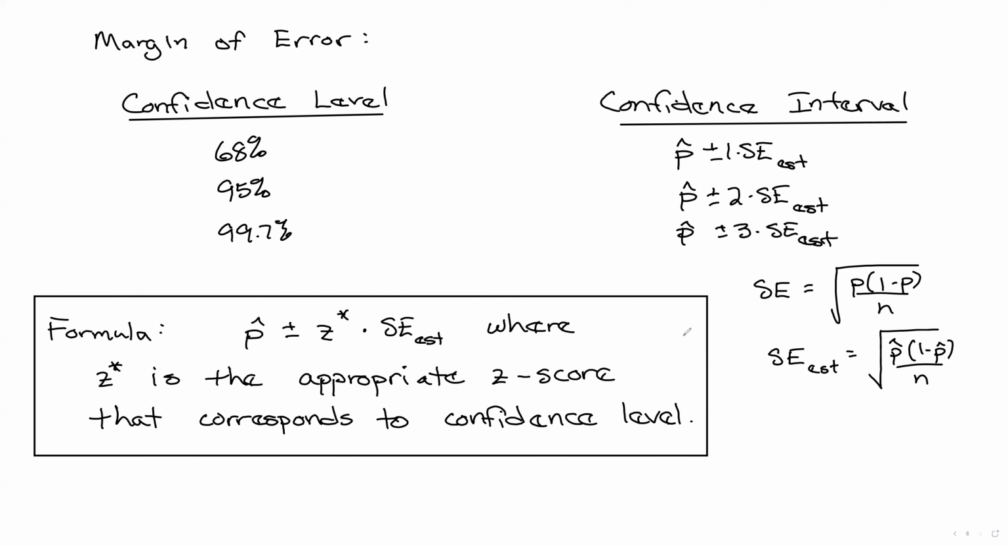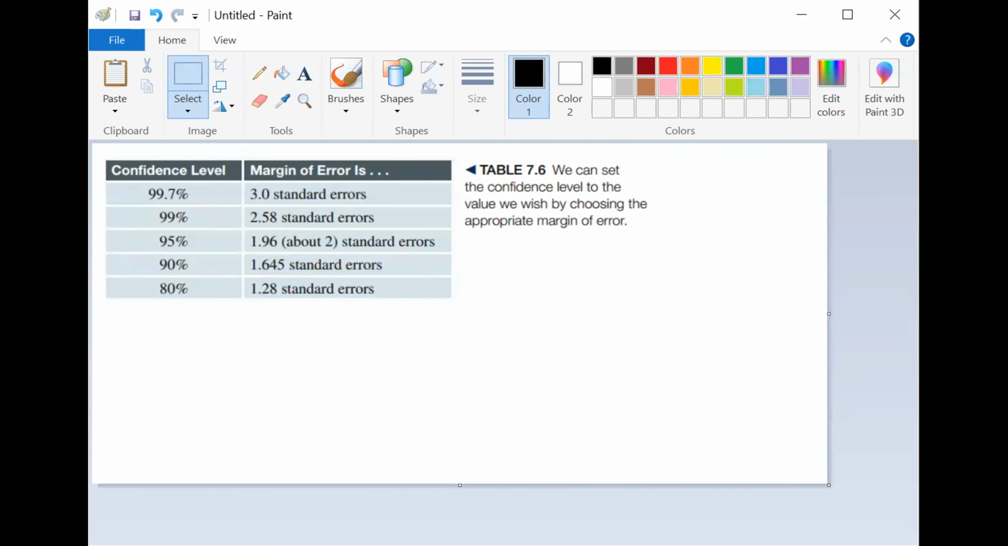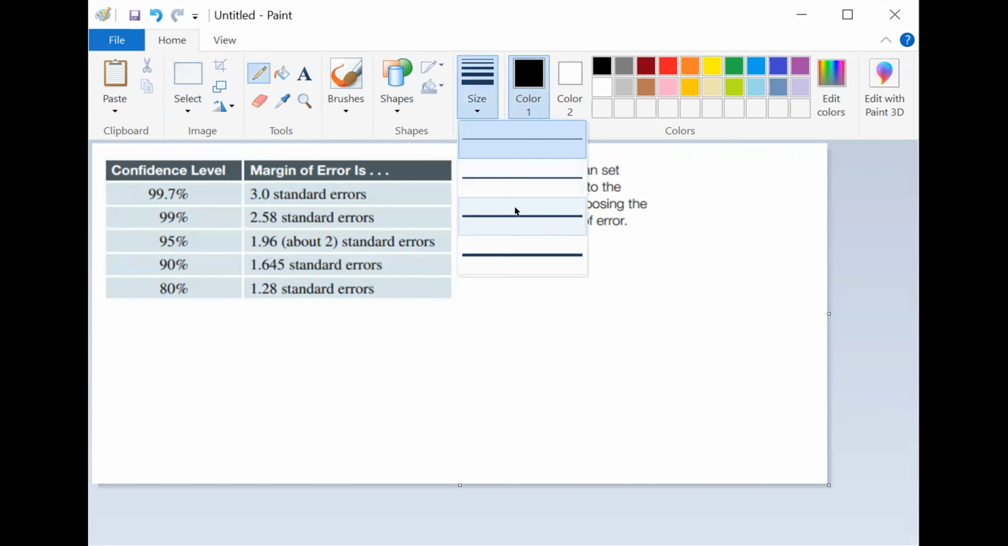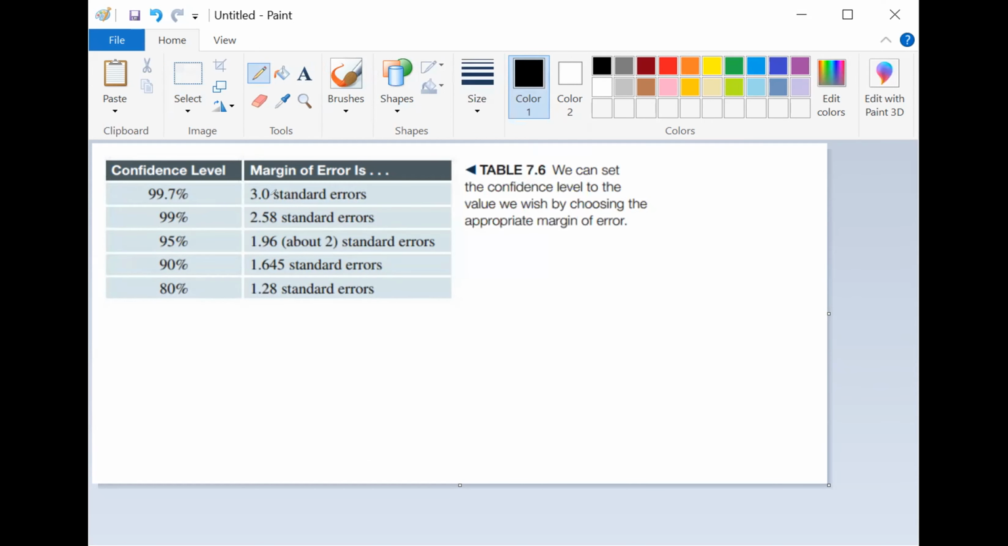Okay, and I do have a picture for this. I remember what it is. This picture has the confidence levels and then the z-score. These things are the z-scores here. They tell you how many standard errors to use that correspond to various confidence levels.